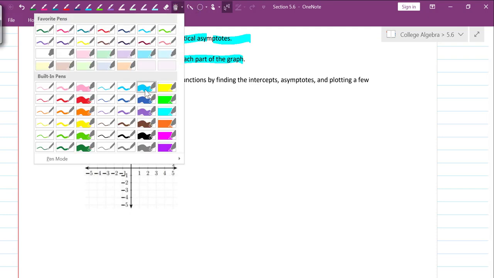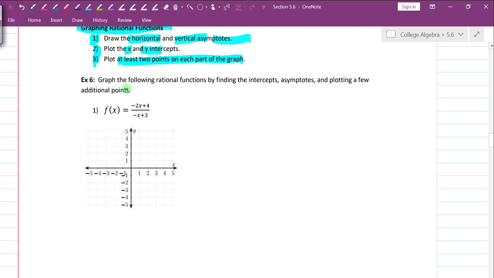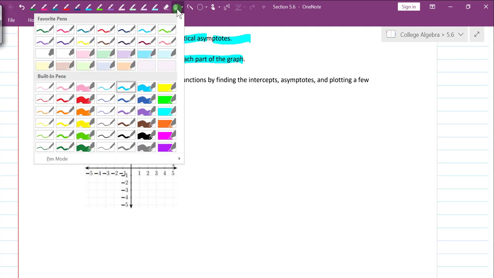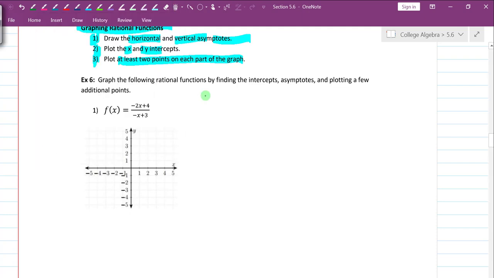So, first thing it's said to do is draw the horizontal and vertical asymptotes. So let's go ahead and calculate our vertical asymptotes first. Step 1 is where we remove any common factors. There are no common factors.